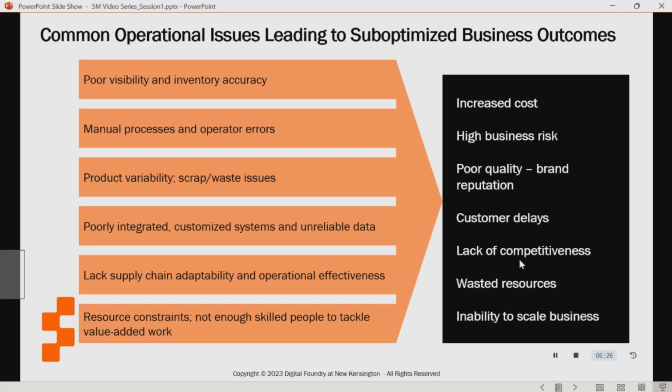All of these things are leading to business outcomes that include increased cost, higher risks, poor quality and brand reputation, customer delays, lack of competitiveness, wasted resources, and inability to scale business. None of those are good outcomes. All of those are things that smart manufacturing can help you to address.